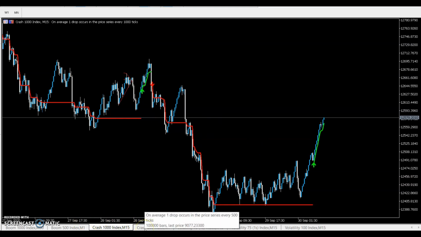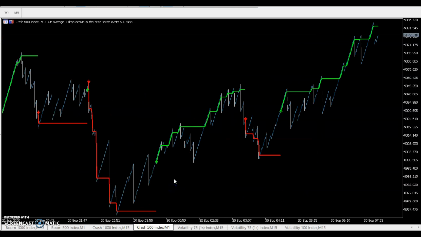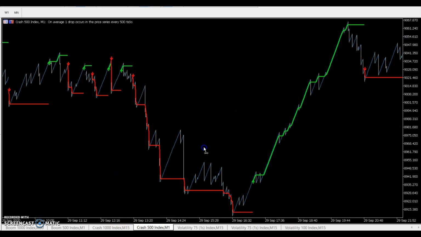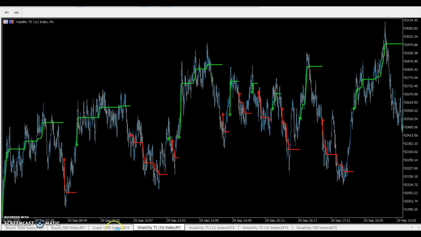Alright, guys, I was on Crash 500. So this is what I was saying. On Crash 500, you are looking for these red sections. We are not catching spikes today. We are scalping. So you're looking for these red sections. I also talk about the spikes.